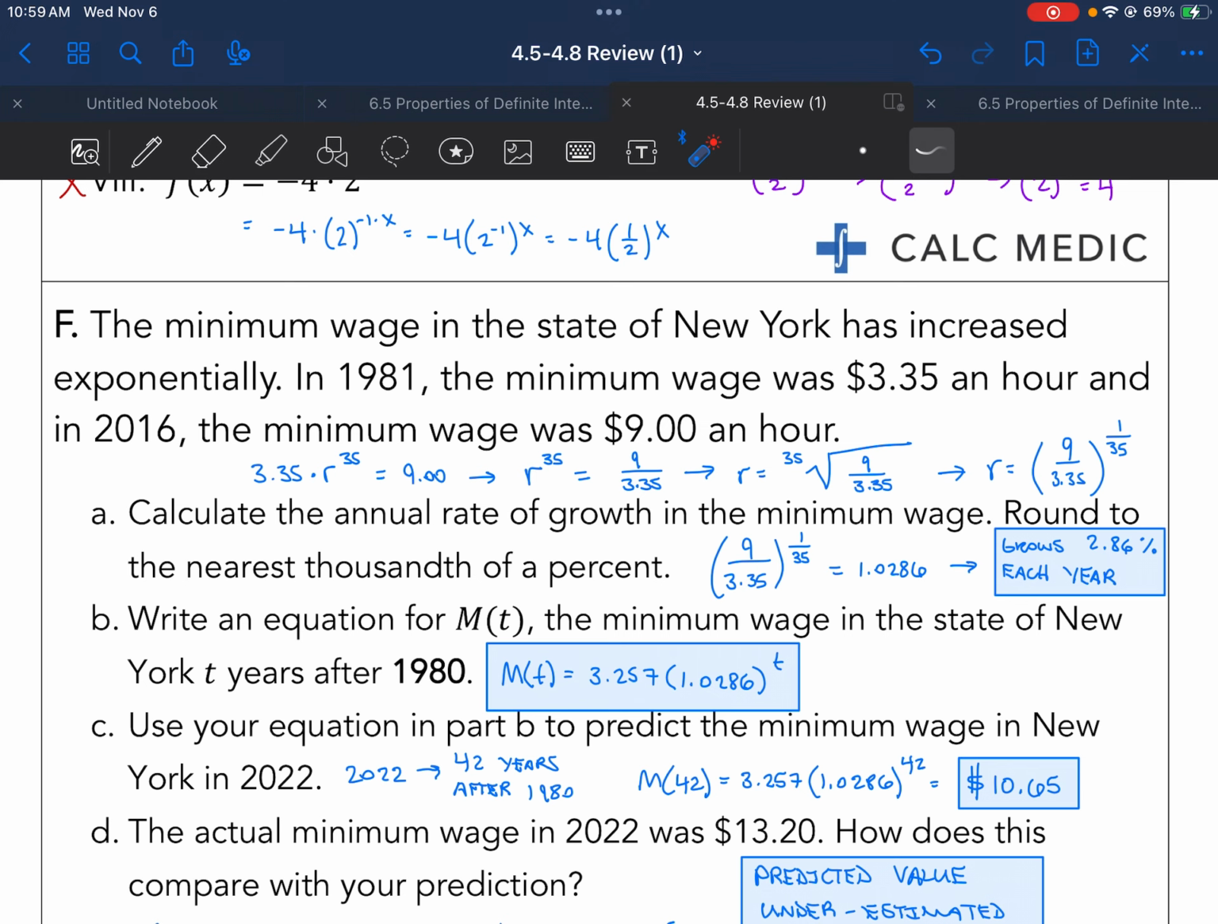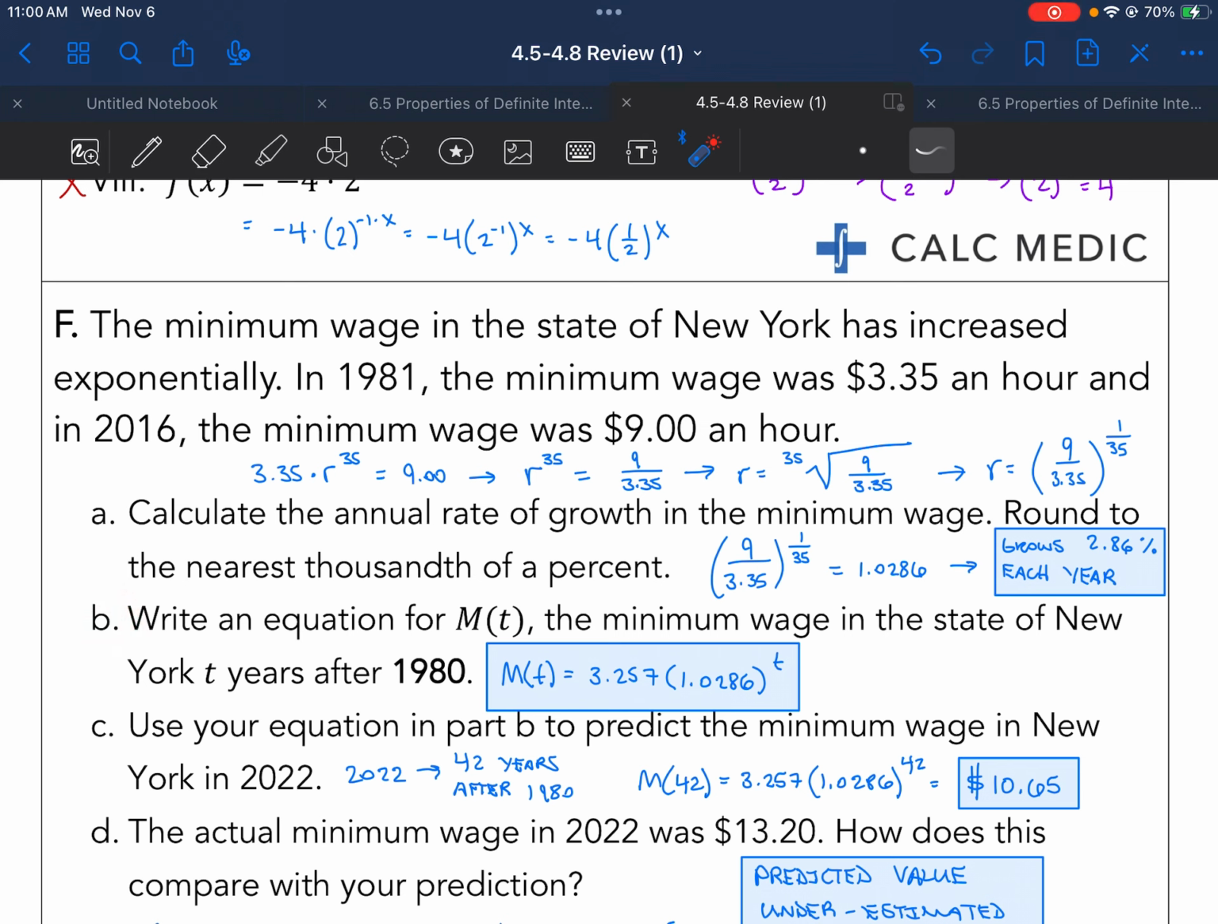Now, what this means, if the growth rate is 1.0286, we have the 1 here. That means 0.0286. That's 2.86%. You're moving the decimal twice to the right to turn it into a percentage. So it's growing the minimum wage by 2.86% each year. All right. So that leads us to part B.